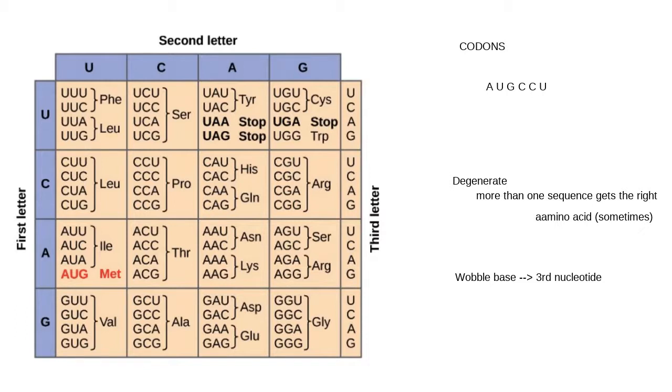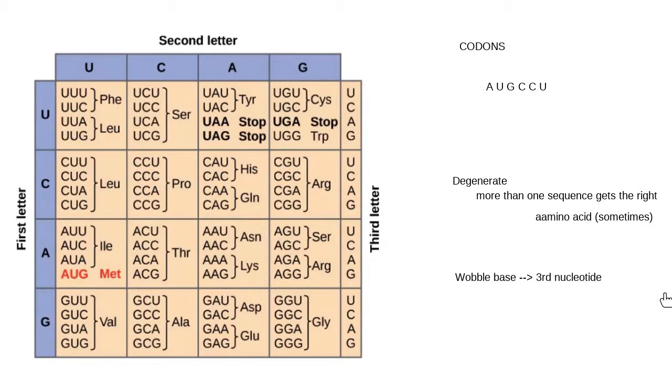So that wobble base, I can change that third one. I can switch it out. Maybe it was supposed to be CCU, but RNA polymerase mixed up and put in an A instead. Or RNA polymerase mixed up and put in a C instead. We're still okay as long as the only thing that changes is the wobble base. So the degenerate code, I can have a little bit of wobble room, if you will, instead of a little bit of wiggle room, right? I can have a little bit of wobble room as long as it's that last base. The last one can change.